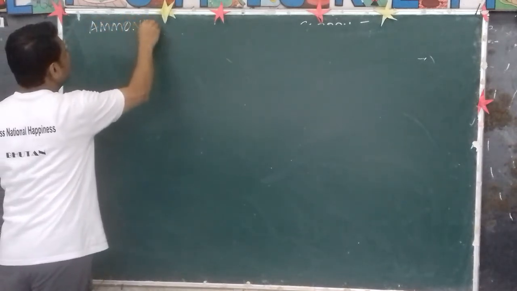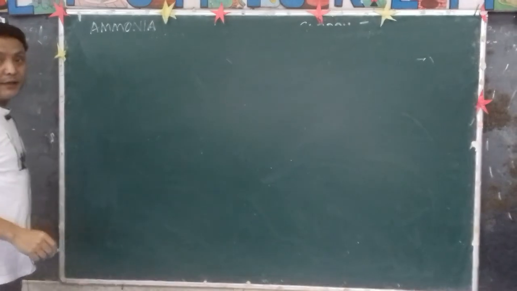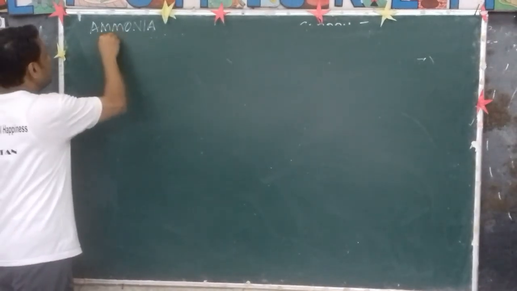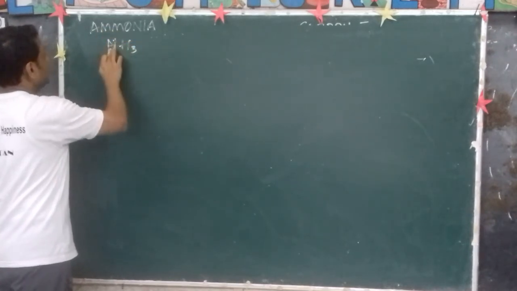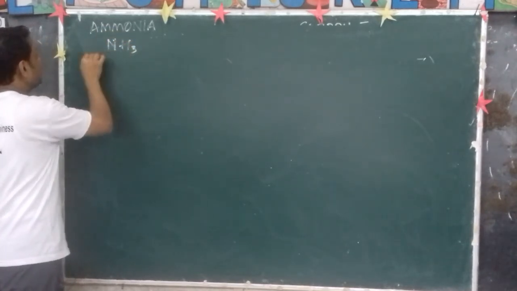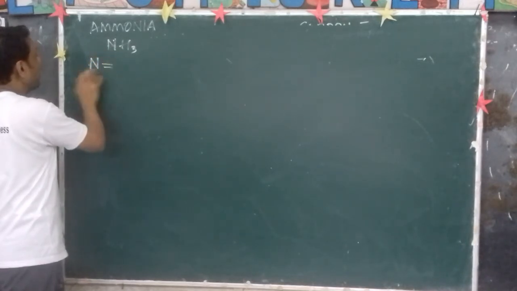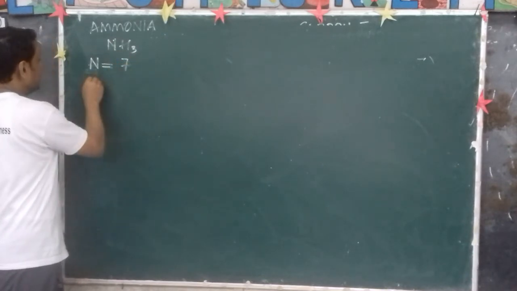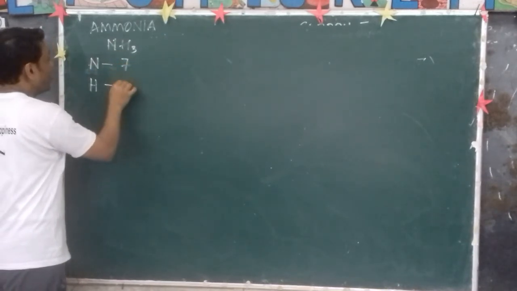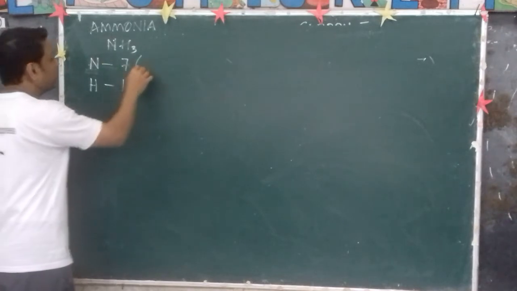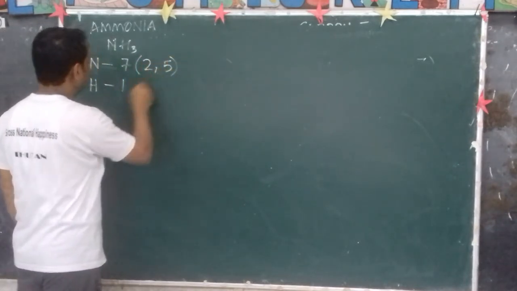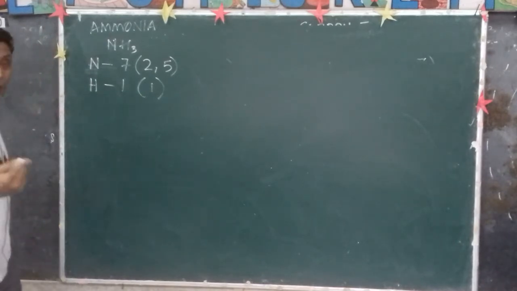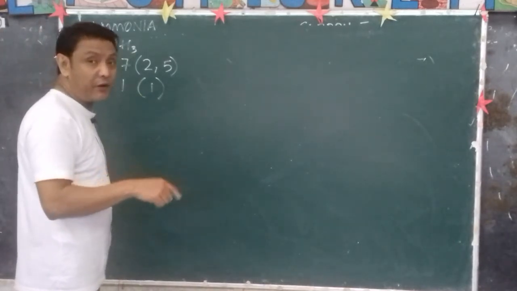ammonia, as you know, is a basic gas. The only basic gas we have to study in class 10, that is ammonia. The formula is NH3. Nitrogen, the atomic number, you have to know the electronic configuration. So nitrogen, the atomic number is 7, whereas for hydrogen, the atomic number is 1. So what will be the electronic configuration of nitrogen? 2 and 5. Hydrogen will obviously be 1. Because the atomic number is 1, it has only one electron and it is found in the first shell.